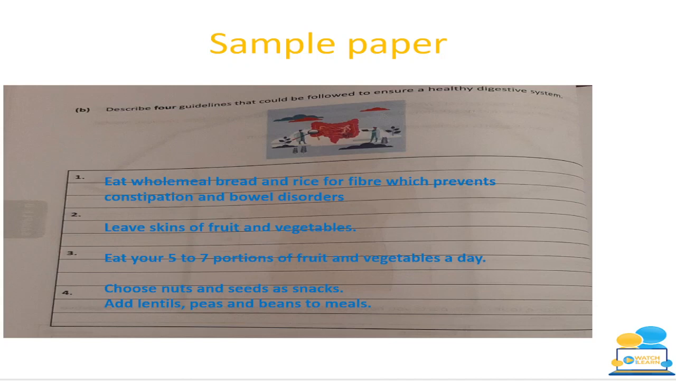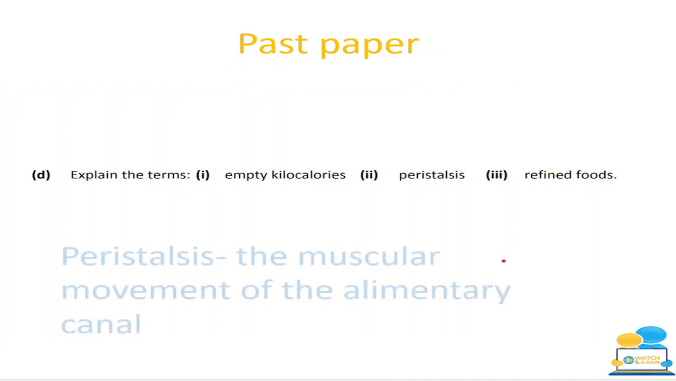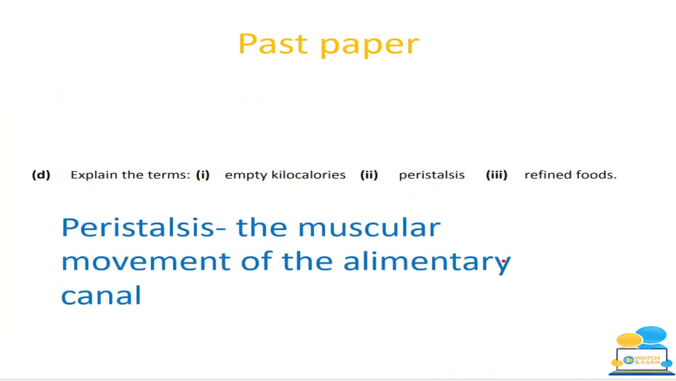Eat your 5 to 7 portions of fruit and veg a day. Refer back to the food pyramid. Choose nuts, seeds and snacks. Add lentils, peas, beans to meals, okay, because they're a good source of fibre and LBV protein. So here's another past paper. We're asked to define peristalsis.